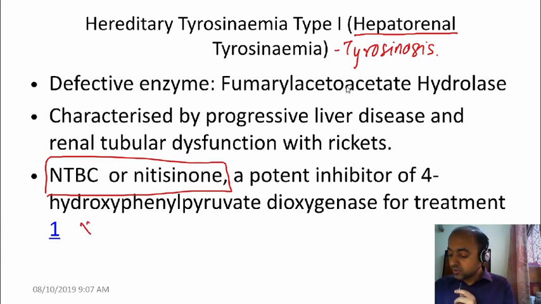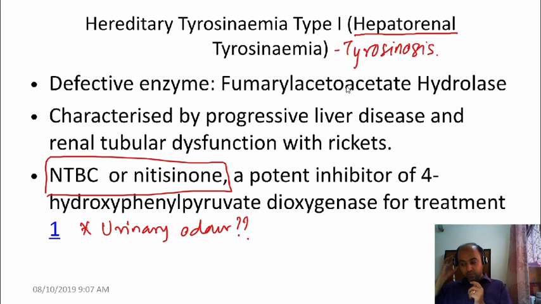My question is, what is the urinary odor in patients of tyrosinemia type 1? This odor is not seen in tyrosinemia type 2 and 3. If at all it is there, it is very mild, but it is very prominent in patients of tyrosinemia type 1 or tyrosinosis. What is the urinary odor in patients of hereditary tyrosinemia type 1, also known as the hepatorenal tyrosinemia, also known as the tyrosinosis? You have to tell me the urinary odor.